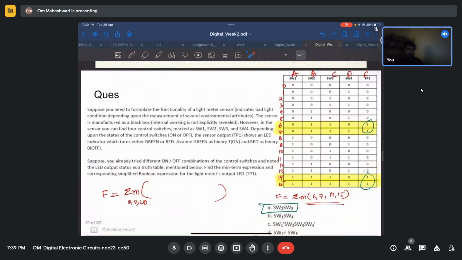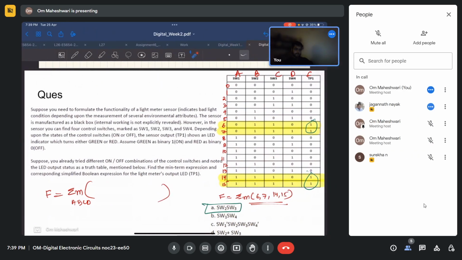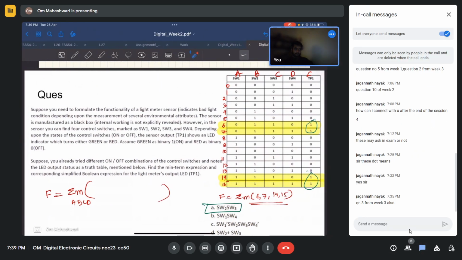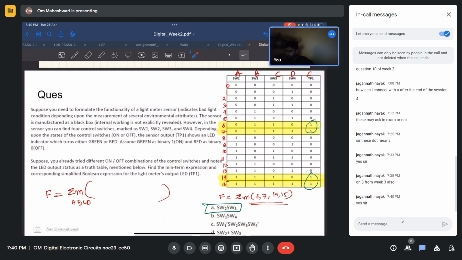Now, do you understand what we have to do in this question? Sorry, I could not hear you. Yes, sir. So it is just simply asking you to solve this function using a K-map. It's as simple as that. Just a very lengthy question.